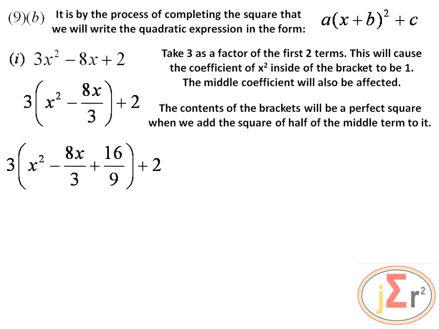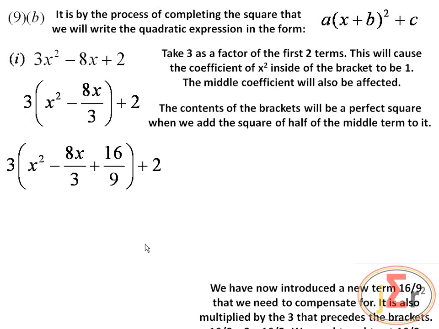Therefore, if we need to go to the third term, we need to take half of the middle coefficient and square it, because in a perfect square, the middle term is always 2 times the first times the second. So in order to get the second, because x is the first, the second will be half of 8 over 3. So take half of 8 over 3 and square it. We get 16 over 9.